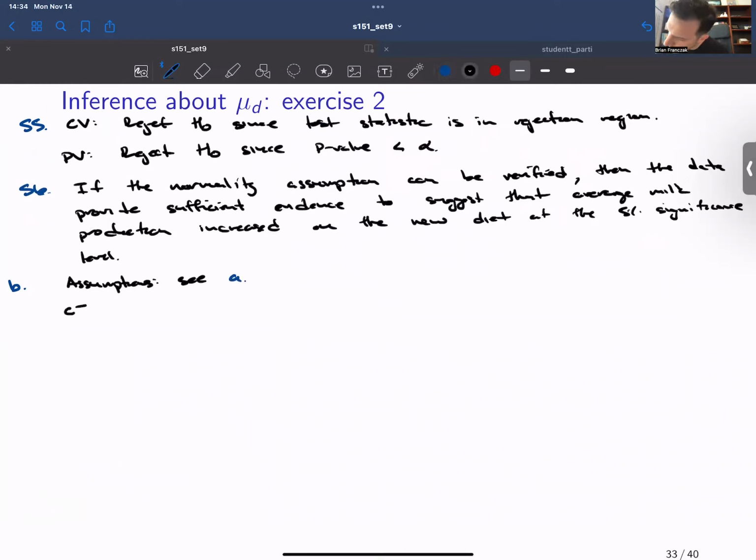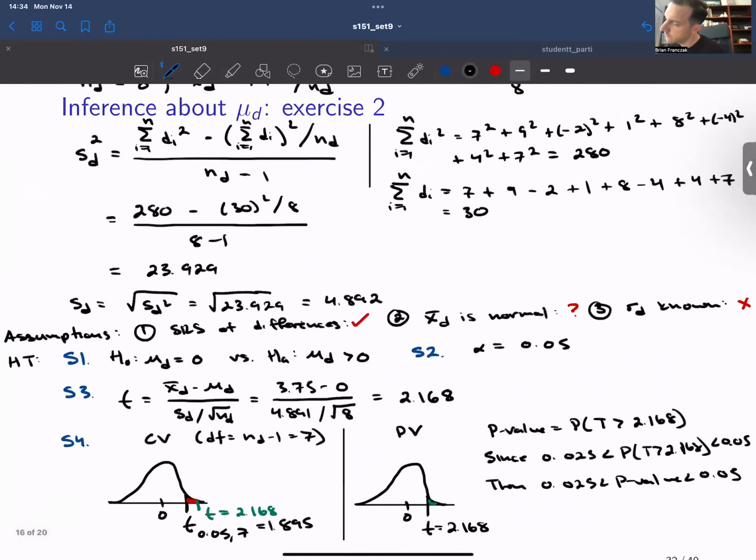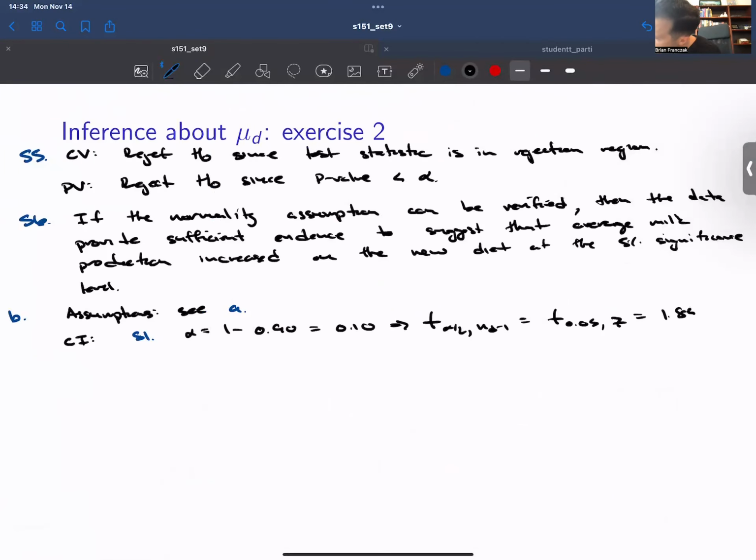Okay, so now for the confidence interval, on step 1, we have alpha equals 1 minus 0.9, which is 0.1. Okay. So then we have t alpha over 2 comma n_d minus 1, which is equal to t 0.05 comma 7, which is the same critical value we used in the hypothesis test. So that's a critical value of 1.895. So this means that the interval and the hypothesis test are going to agree.